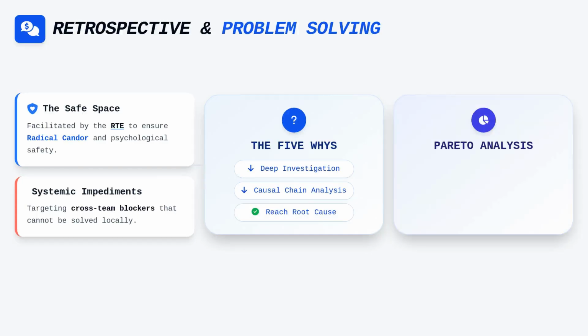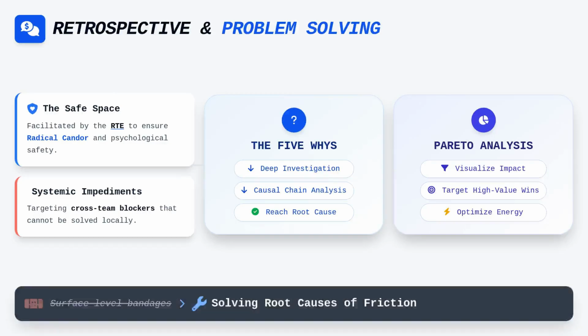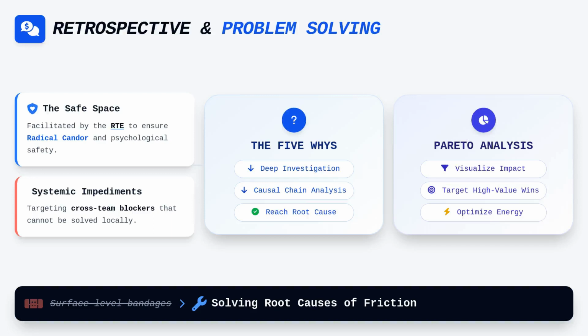Furthermore, we often apply Pareto analysis to visualize where the bulk of our challenges originate, allowing the train to focus its limited energy on the most impactful systemic improvements. This methodology ensures that we are addressing the root causes of friction rather than merely applying bandages to symptoms.